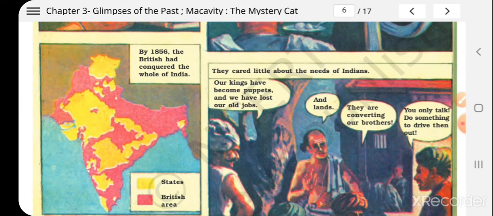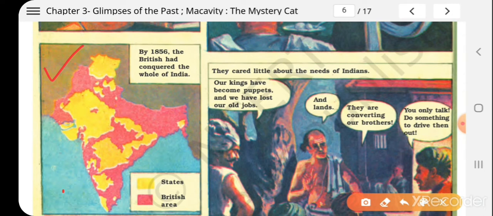Now just you see the map. Firstly, we saw a map when we were on the very first page of this chapter. So there you could see the yellow part, okay? But here you can see the pink part, the pink color everywhere. So by 1856, almost after a century, the British had conquered the whole of India.